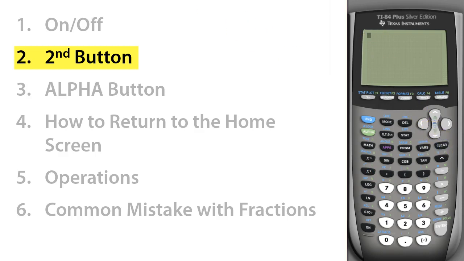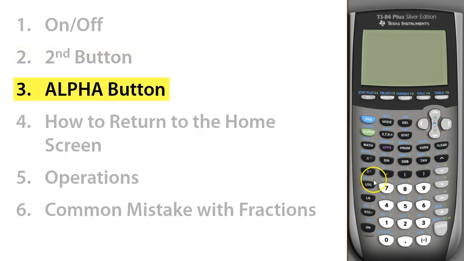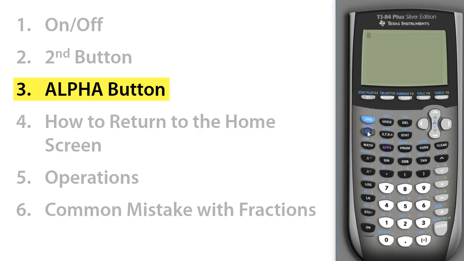All right, so let's clear that. And then anything in green, you press alpha. So for example, if you wanted to put in the variable t, I'd press alpha and then 4. That's how I get the t.